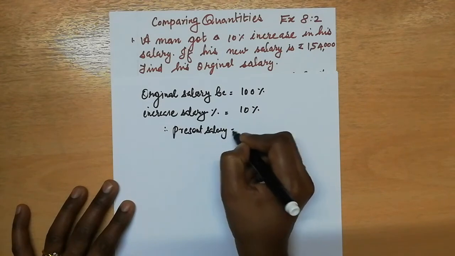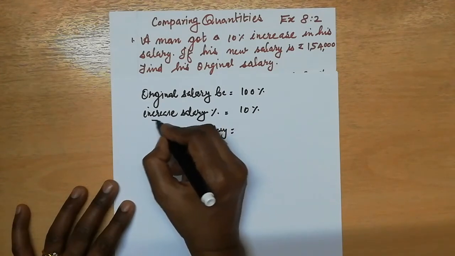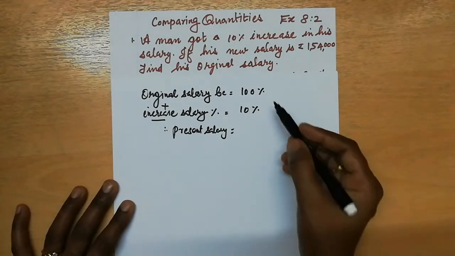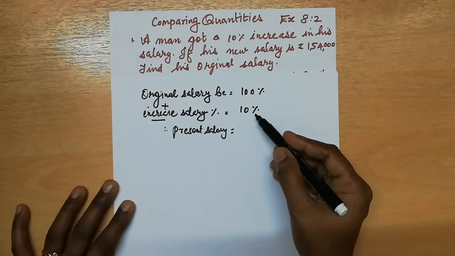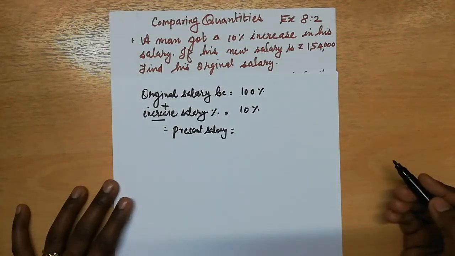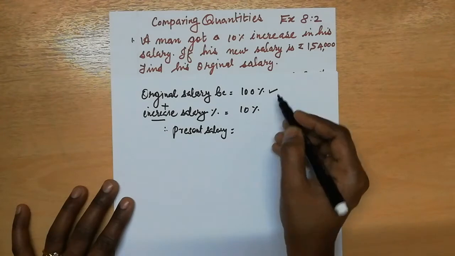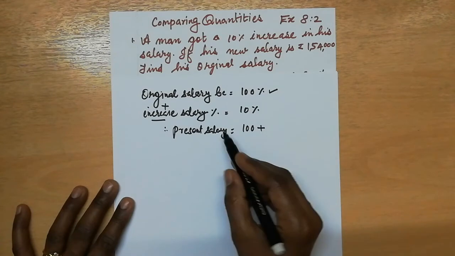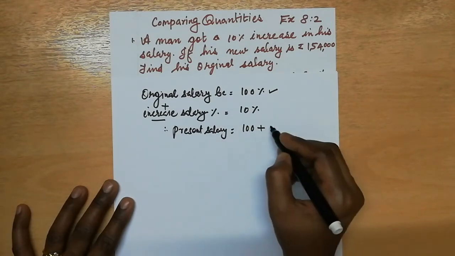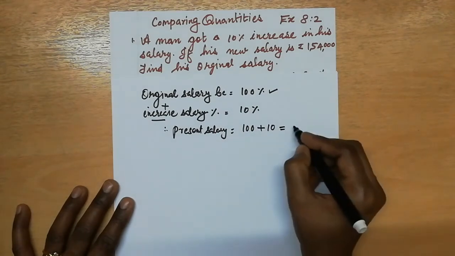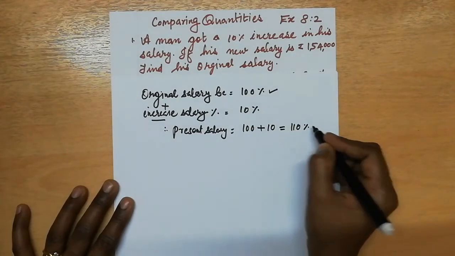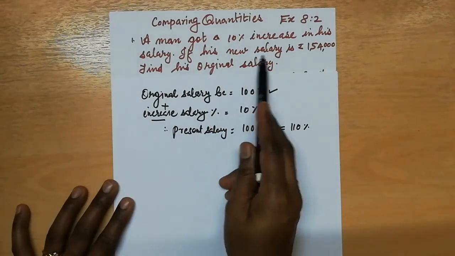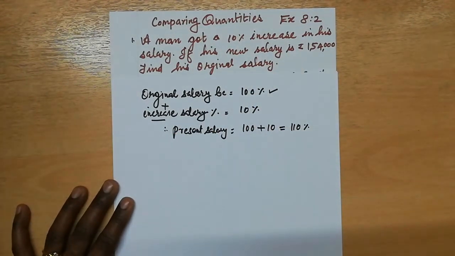Increased means what? Increase means added. That is, addition is happening. The original salary plus the increased percentage gives the new salary. So the original salary is how much? That is 100%, so we will write 100. Then increase means we will add. How much is increased? 10% is increased. So currently he is getting 110% salary. Okay, clear?